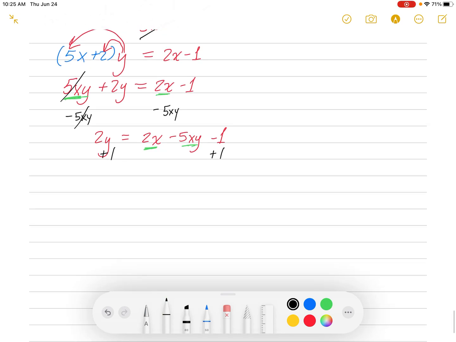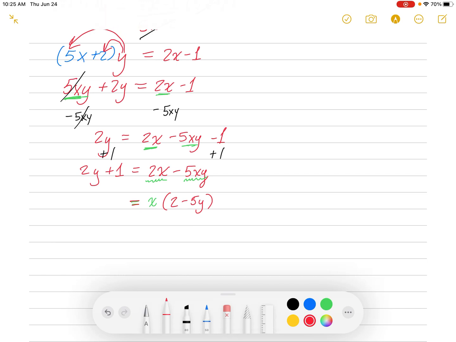Okay, so we got all the x's here on the right. That's good. Now we're going to get rid of the minus 1 there on the right. We've got to add 1 to both sides. So you want the x's on one side, everything else on the opposite side. So here I have 2y plus 1 equals 2x minus 5xy. So that's fantastic, right? All the x's are on the right, and now we can just factor out an x that's in common. Notice that these both on the right have an x in common, so we can factor that out. Factor out an x.